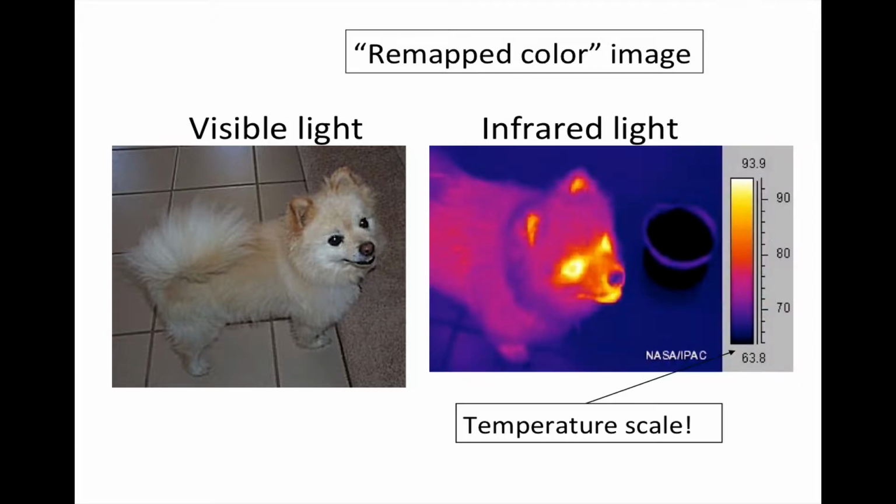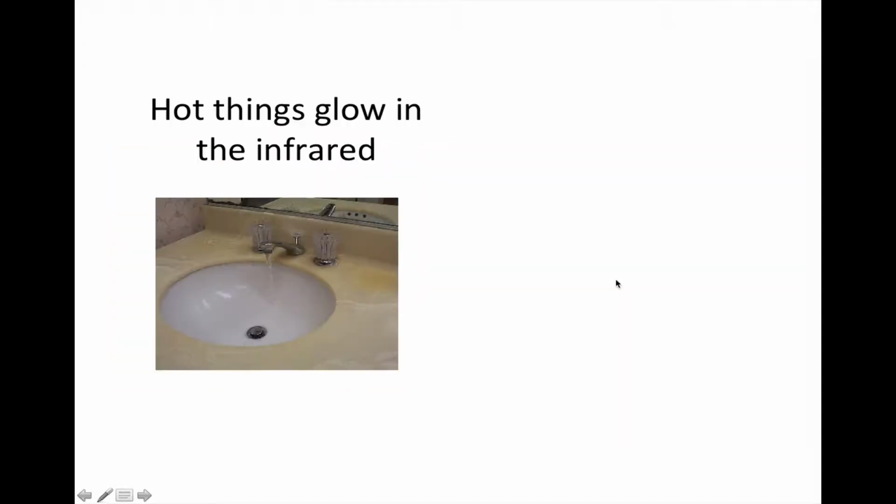The other important thing is that the way I've translated the infrared wavelengths to light that you can see corresponds to a temperature scale. So the things that are black or blue or purple are cold, and the things that are white or yellow or orange are warm. So you can see he's got a water bowl here, which is nice and cool. He's a fluffy little dog, so you can see the halo of fur around his head. His ears are warm, his face is warm, but because he's a healthy little dog, his nose is cold. So now you know that hot things glow in the infrared.